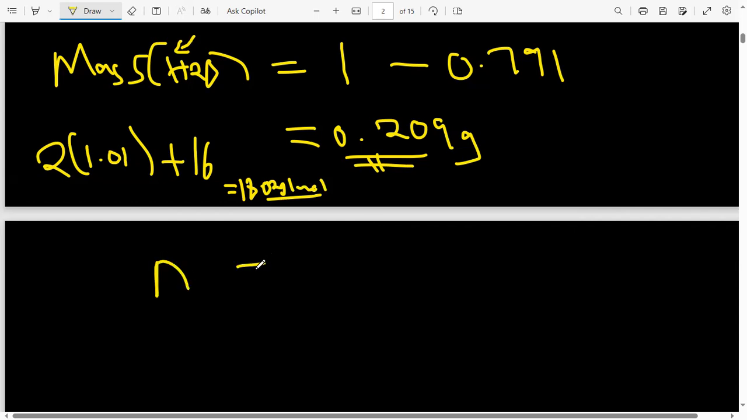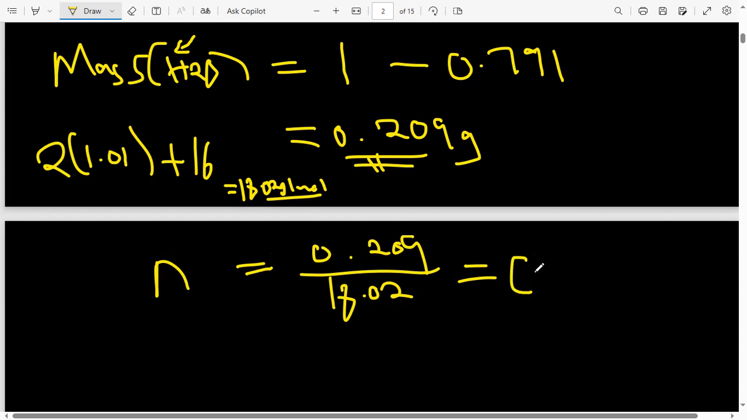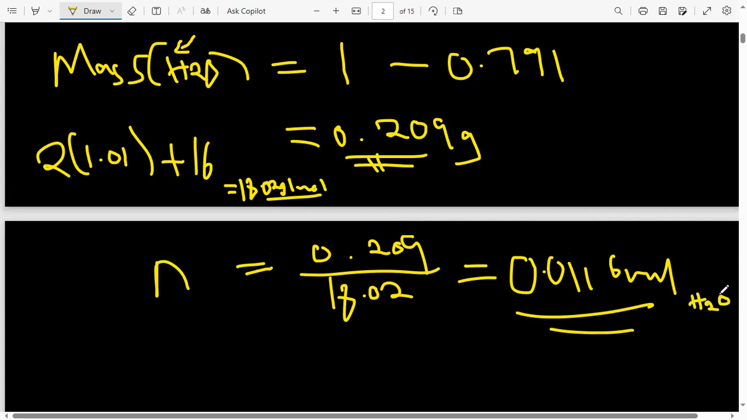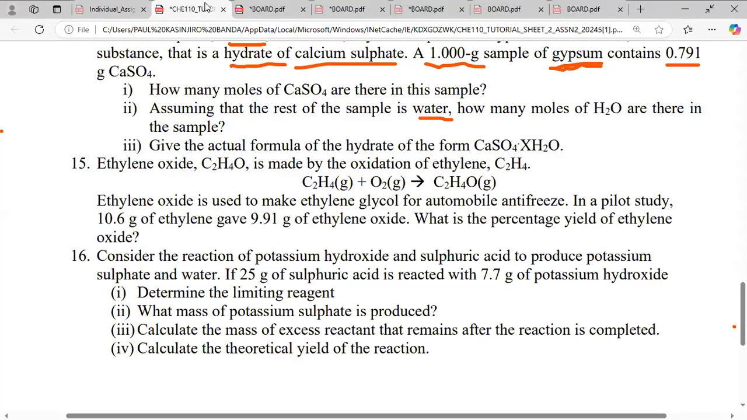So moles is equal to the mass of water divided by the molar mass, which is 18.02. So this is 0.209 divided by 18.02. According to my calculator, I'm finding 0.0116 moles. So these are the moles of H2O, or moles of water. Any questions on how we're finding the moles of water? Okay, no question. I'll move to the next question.